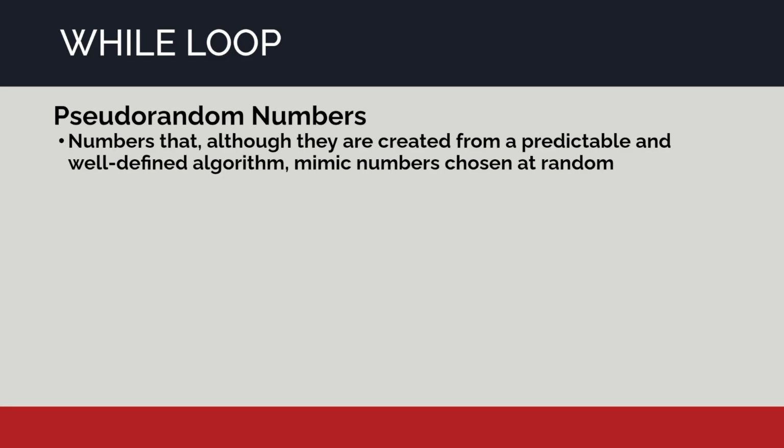And pseudo-randomness is just what it sounds like. It's like random, nearly random, similar to random. So when you have pseudo-random numbers, these are numbers that, even though they're created from orderly, predictable algorithms, are similar to numbers chosen at random. They can appear as numbers chosen at random.